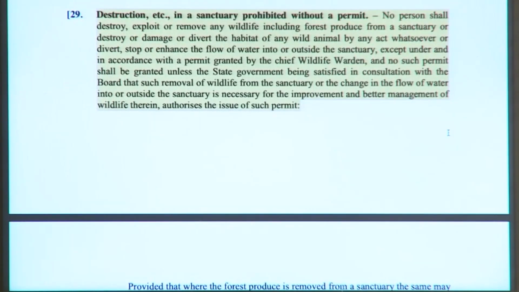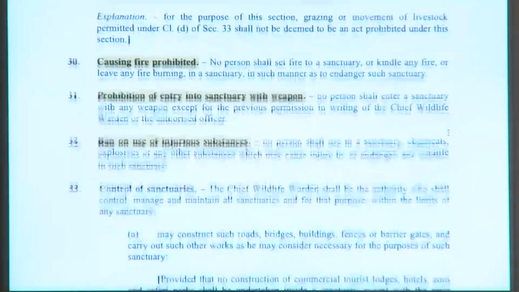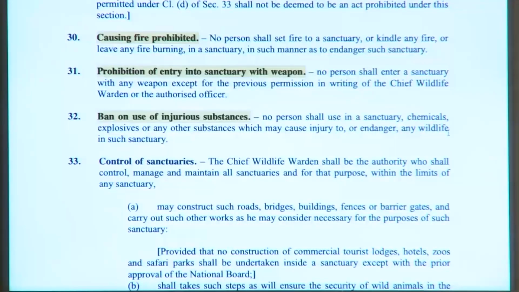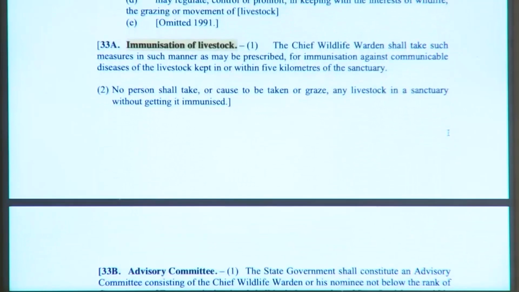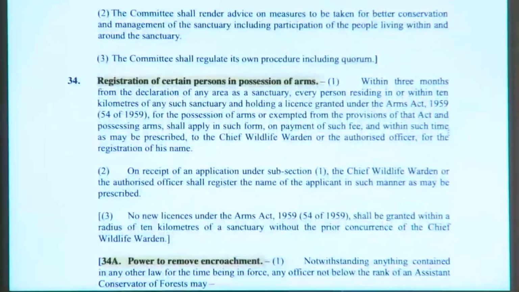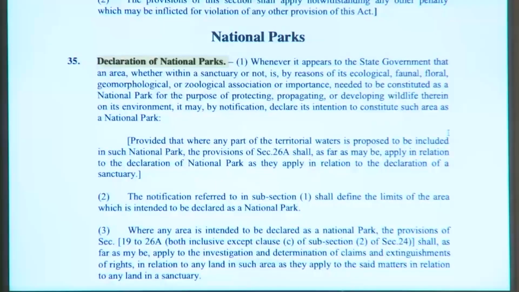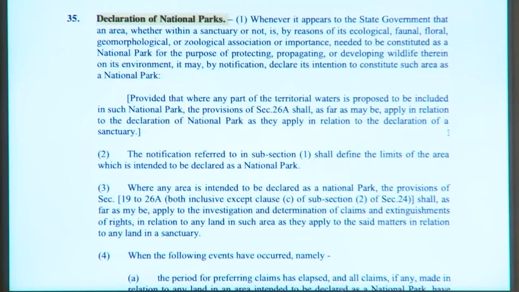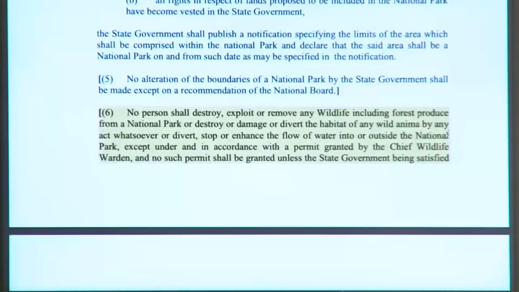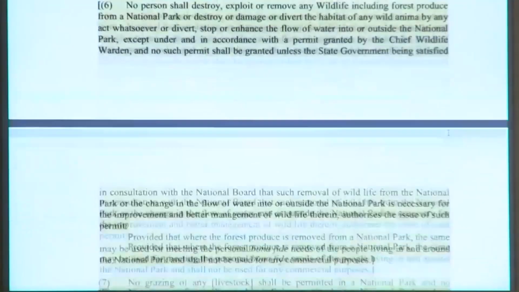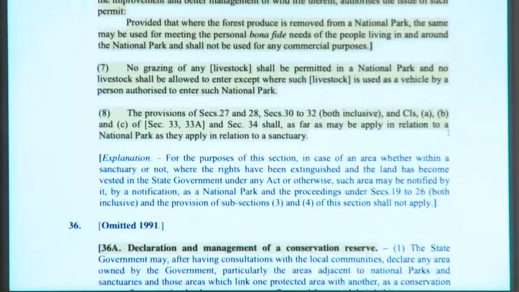So, what this section is saying is that you cannot cause destruction in a sanctuary. Then causing of fire is prohibited, there is prohibition of entry into sanctuary with weapon, ban on use of injurious substances, immunization of livestock, registration of certain persons in possession of arms, power to remove encroachment. Then section 35 is declaration of national parks. How do you declare a national park? And in this case also you have all different restrictions that are there.